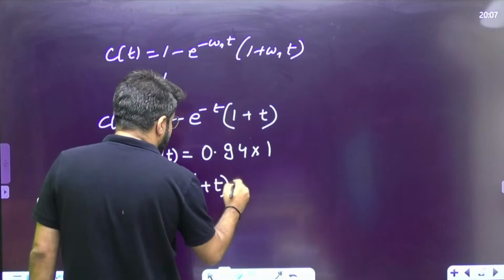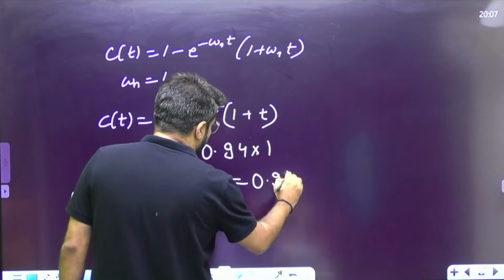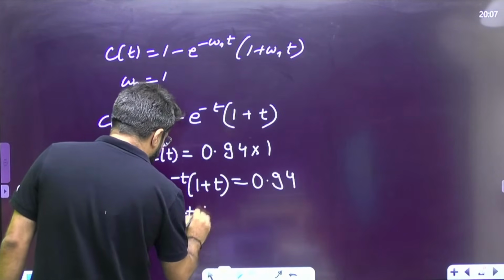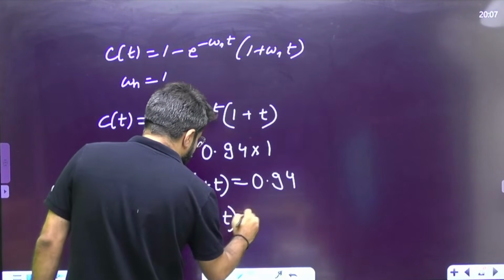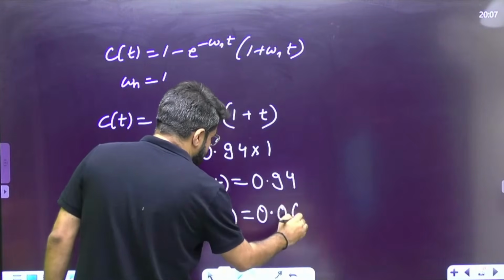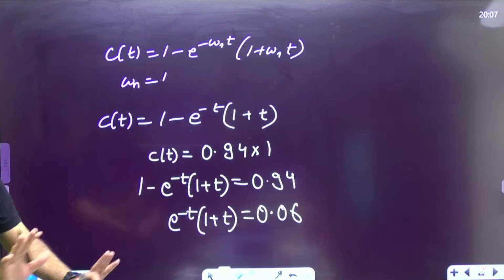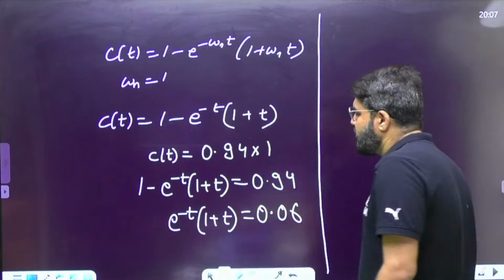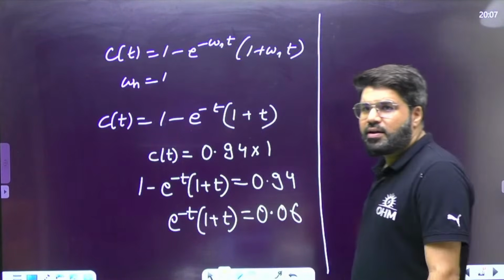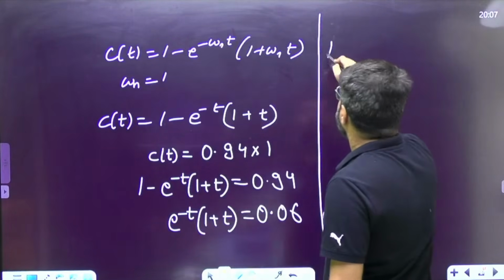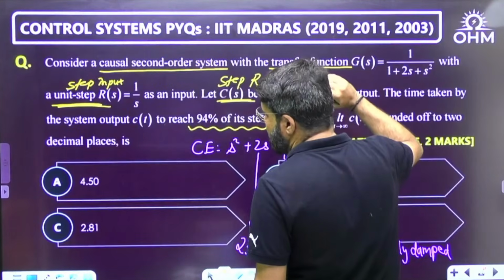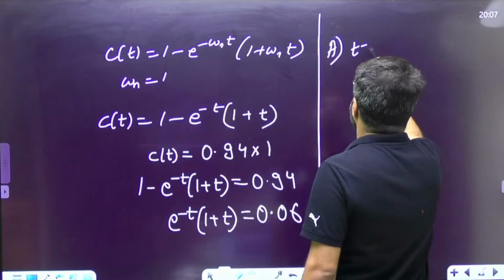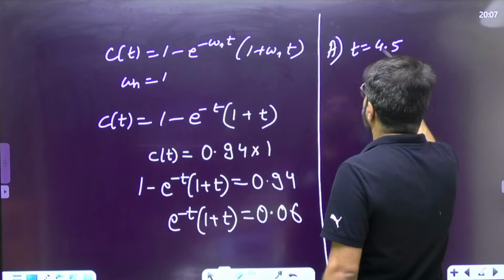Now it's a non-linear equation. This should be 0.94, or e power minus t into 1 plus t should be 0.06, which is 1 minus 0.94. It's non-linear. It's not like a quadratic type of equation which you can start solving. So the only way here is to go with the options. You have your calculators, take option number A, 4.5. If it works out, fine, otherwise try the next one.